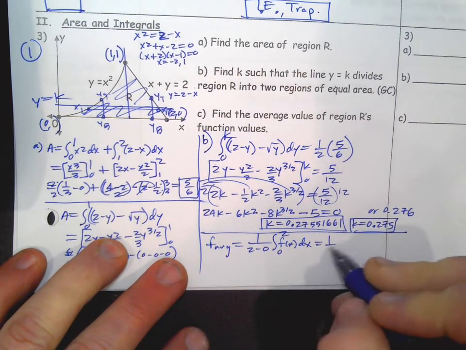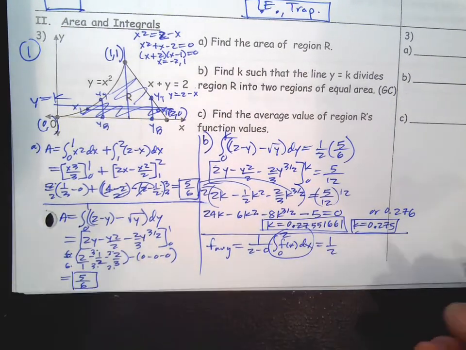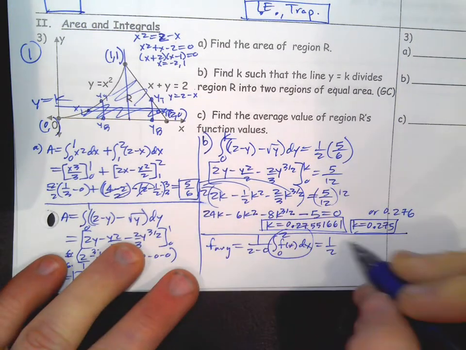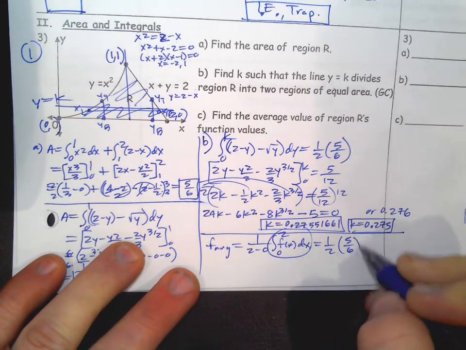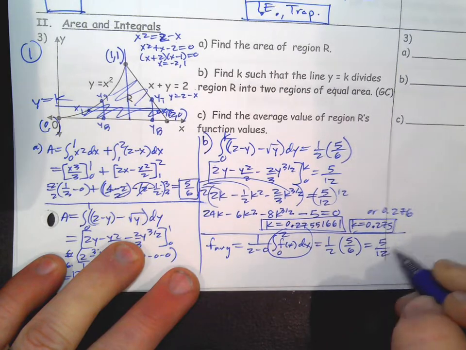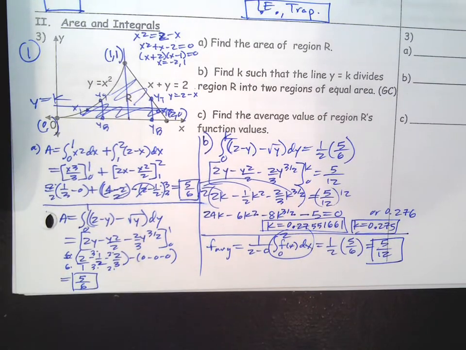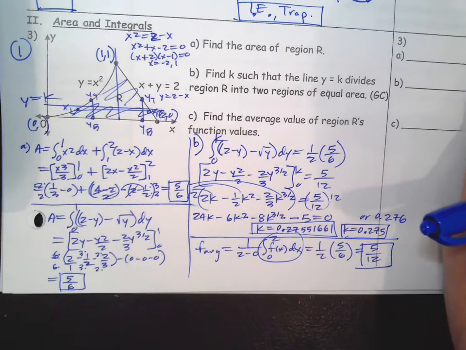Now, this area, we already found it. Don't redo it. We already did it. It's 5/6. So we get 5/12 for the f average. Okay. All right.